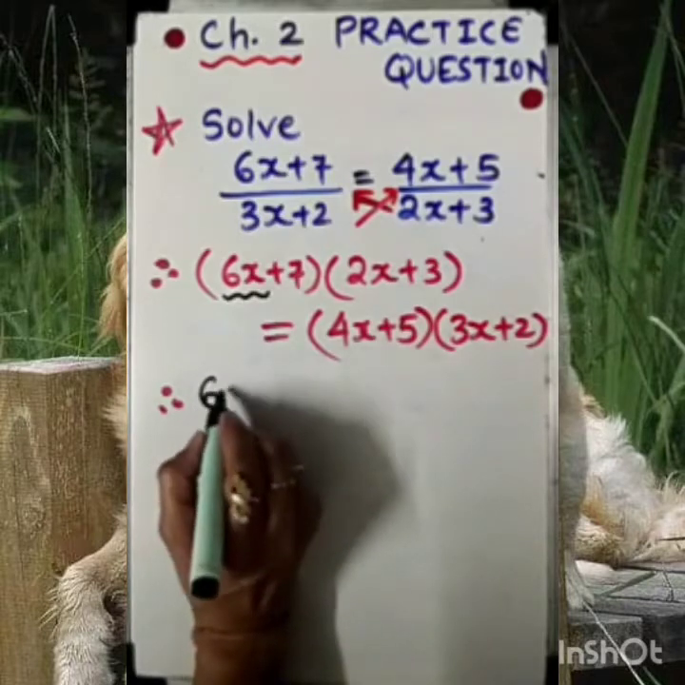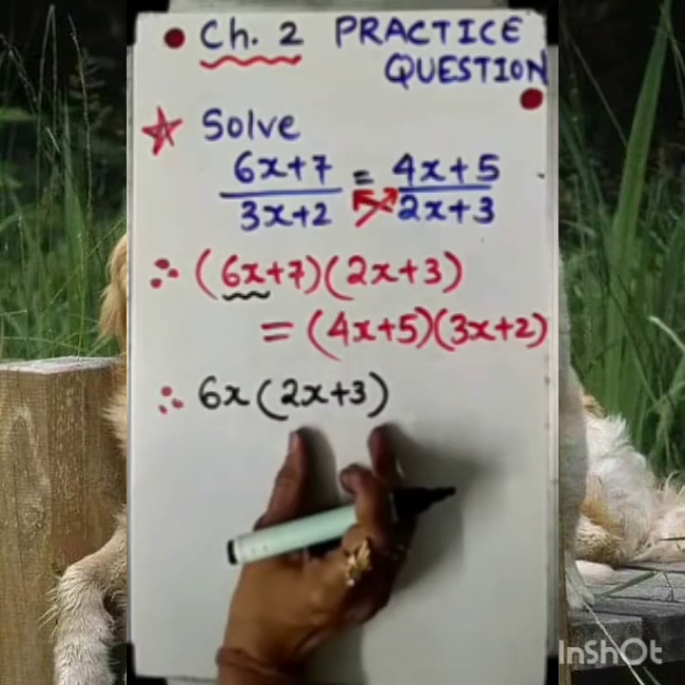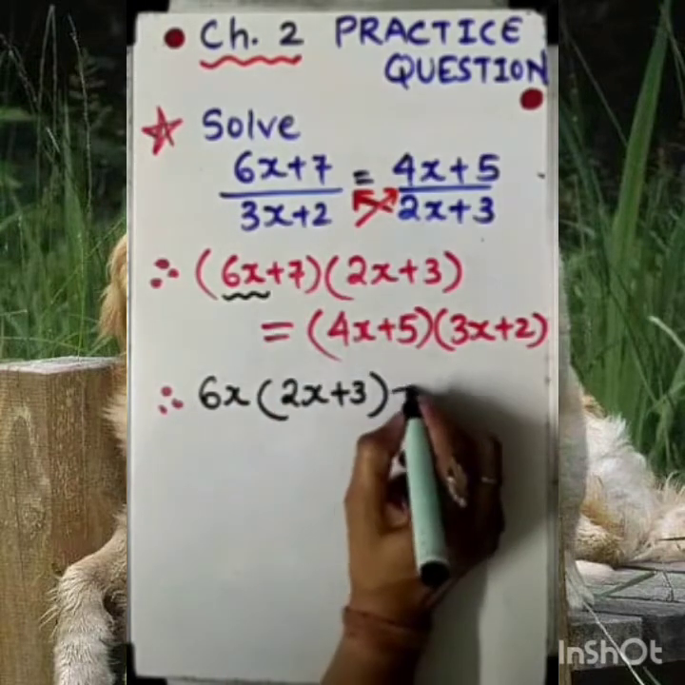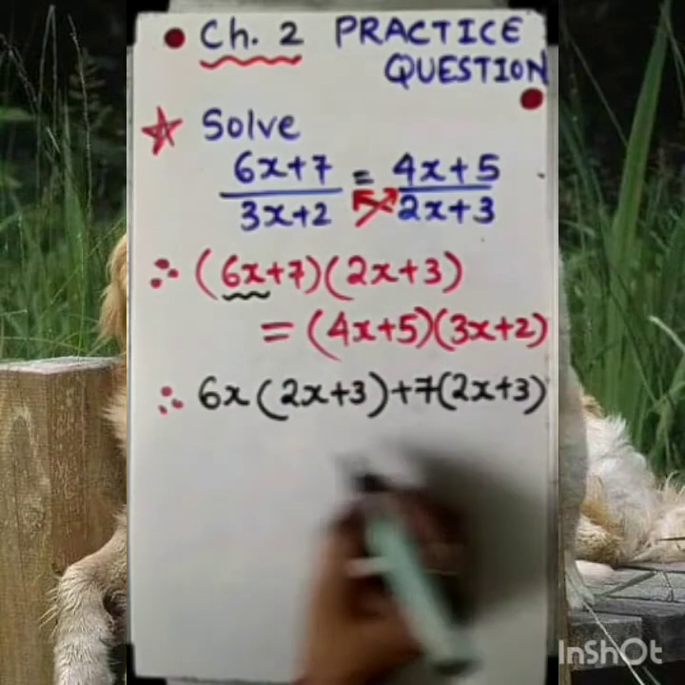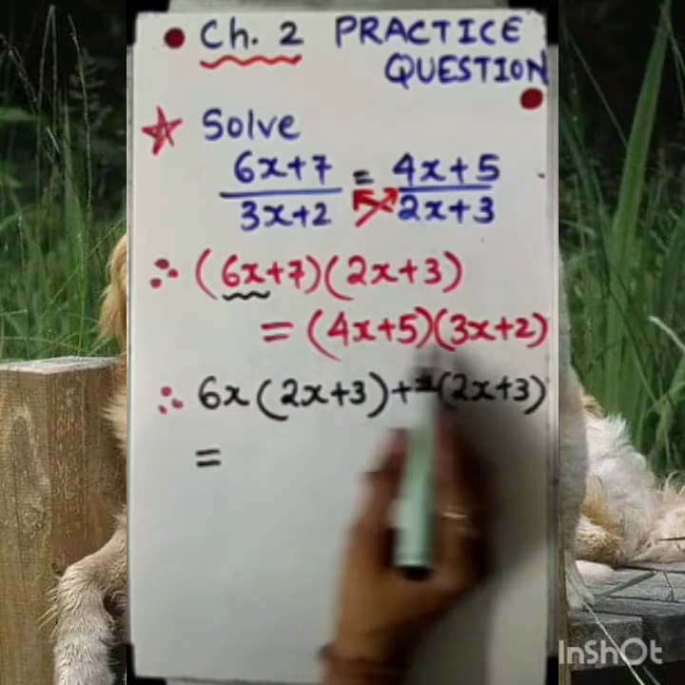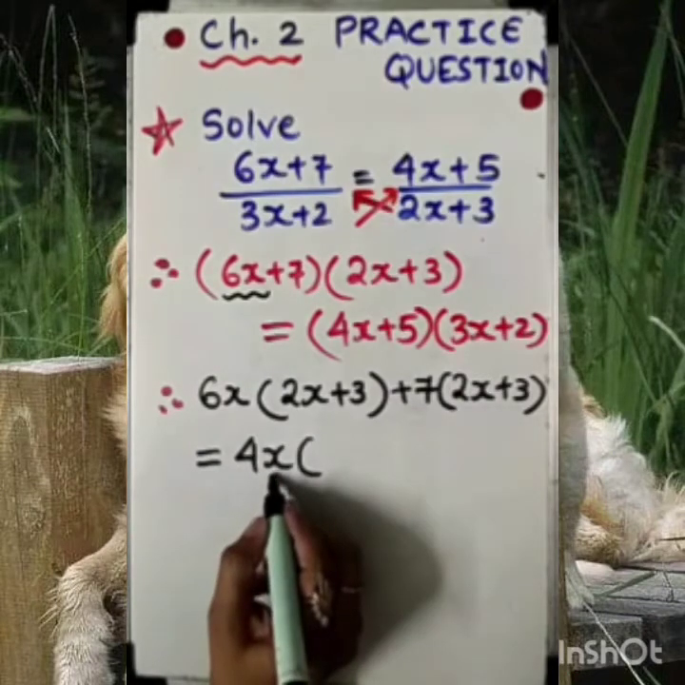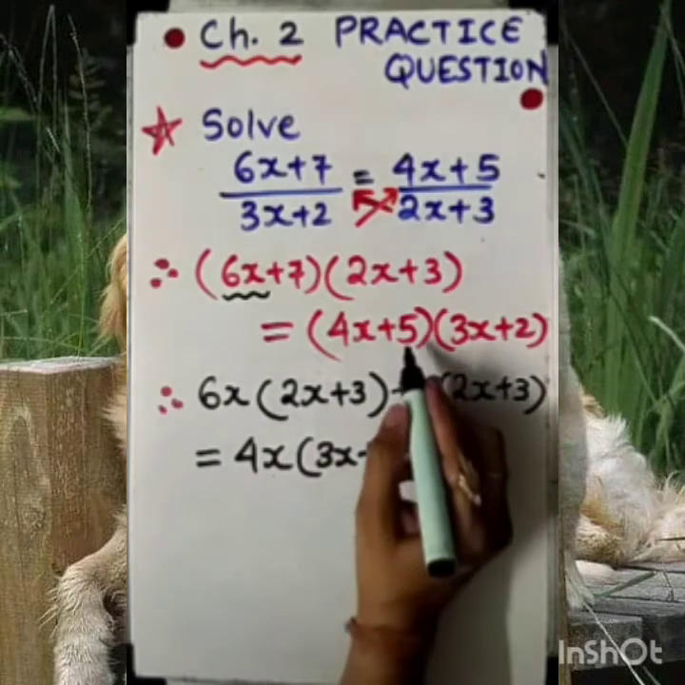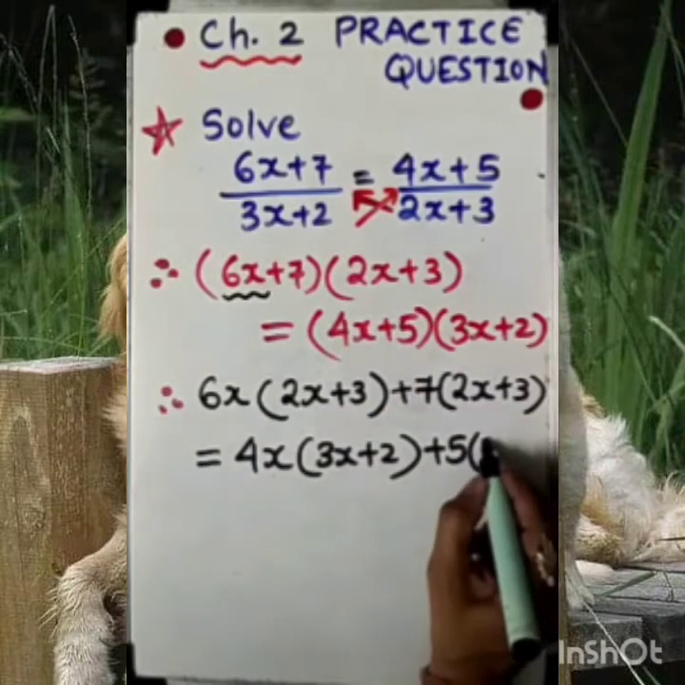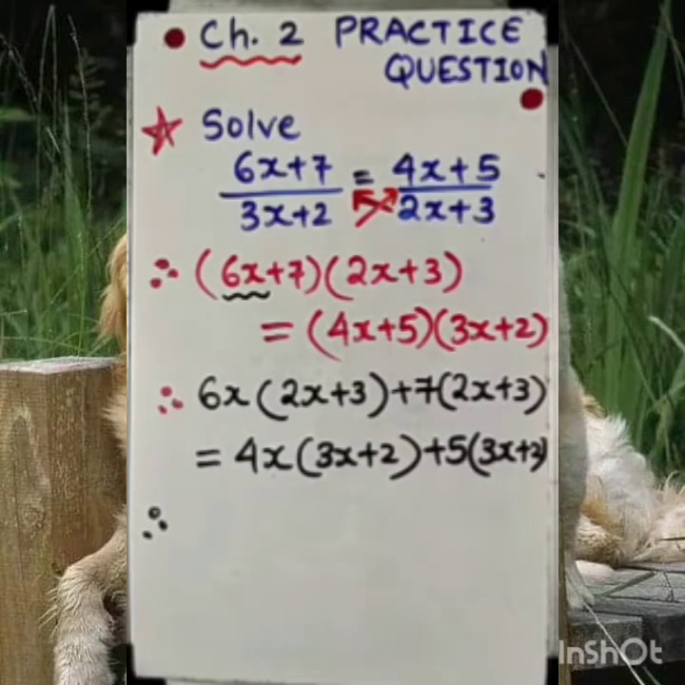Just see, 6x is the first term given. Let me multiply it with the full bracket. The second term, I am going to multiply the full bracket with the second term, that is 7. Got it? The same procedure I am going to apply for these two brackets. First, here 4x is there. So 4x I am writing here at the first, and in the bracket I am mentioning 3x + 2. Here, the second term is 5, I am mentioning here, and this is 3x + 2. Therefore, for the next, let's multiply this way.